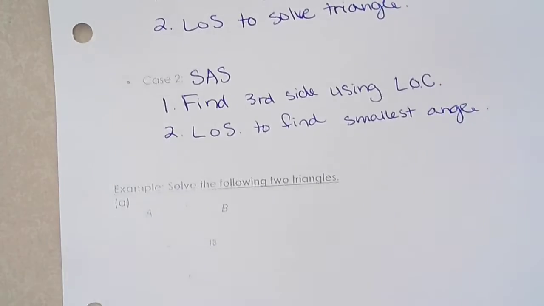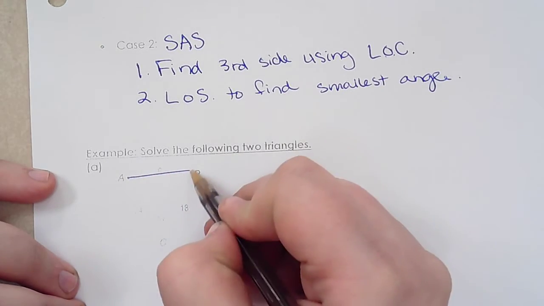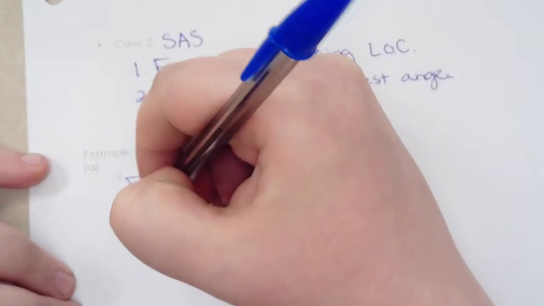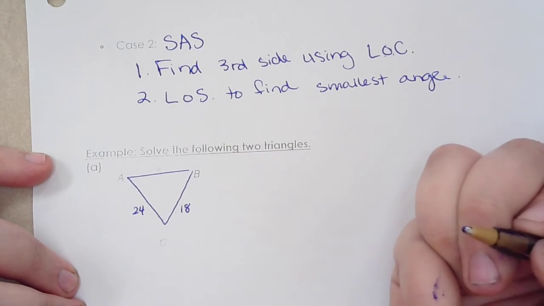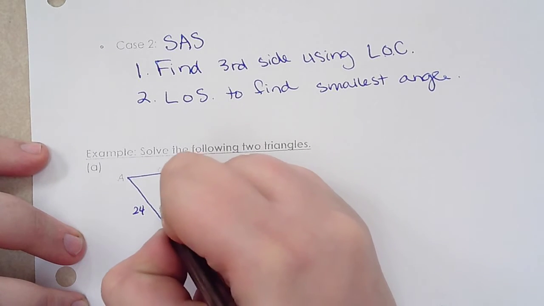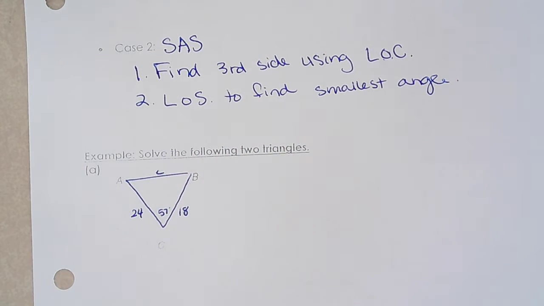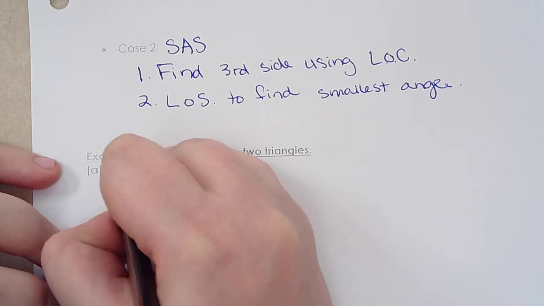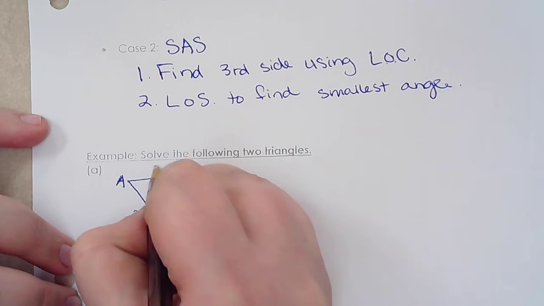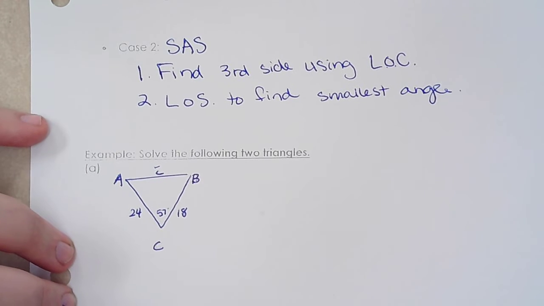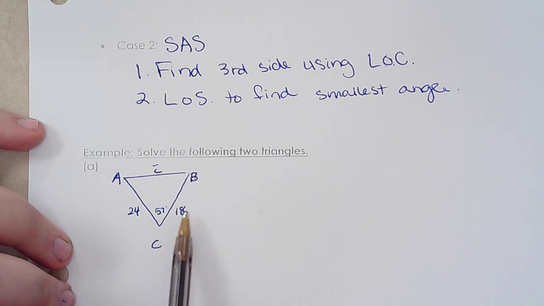All right, so the first example here is really hard to see. First off, I am so sorry for the poor printing, but we've got a triangle with a side length of 24, 18, and then down here is 57 degrees. So you might want to rewrite that so you can see it. And then, of course, we've got an A, a B, and a C. This is a little c in case you were curious. So what case do we have here? Well, we have a side, an included angle, and a side.